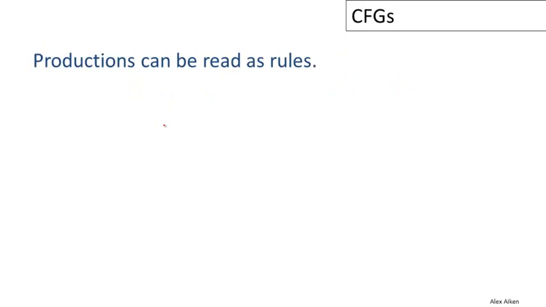Now, productions can be read as rules. So let's write down one of our productions from the example grammar. And what does this mean? This means wherever we see an S, we can replace it by the string of symbols on the right-hand side. So wherever I see an S, I can take the S out. That's important. I remove the S that appears on the left side, and I replace it by the string of symbols on the right-hand side. So productions can be read as replacement rules. The right-hand side replaces the left-hand side.